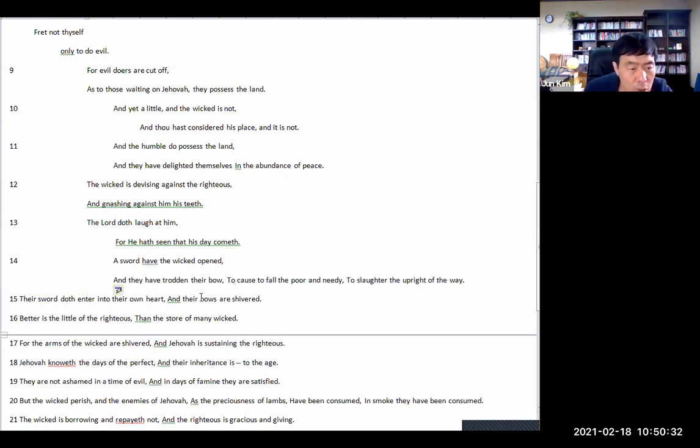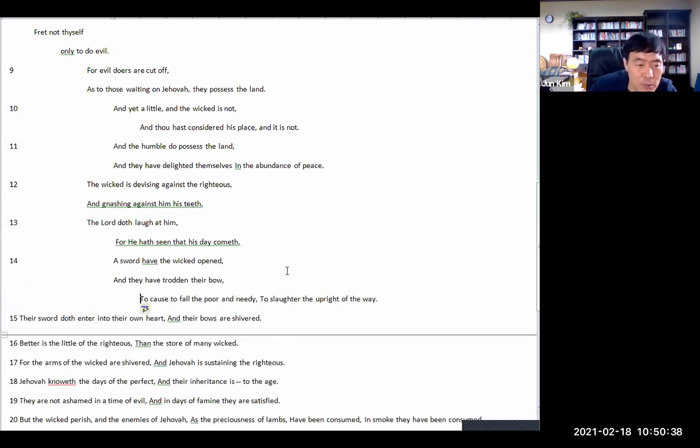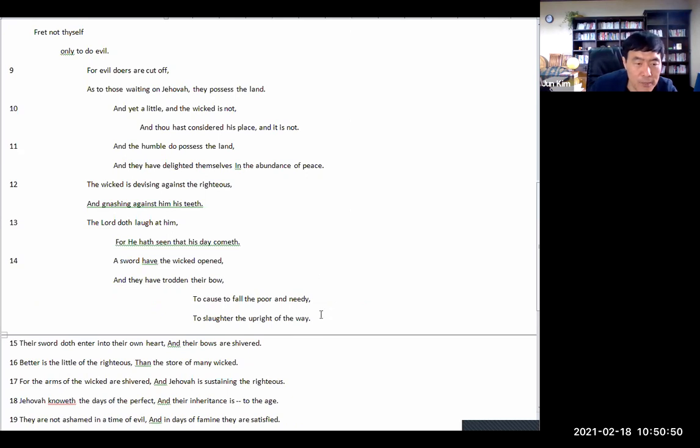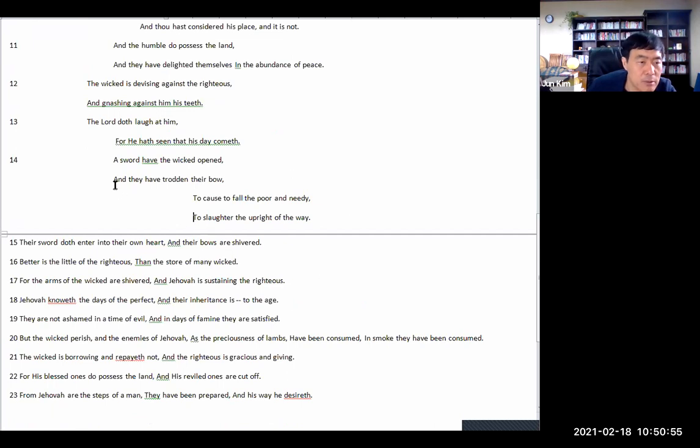And they have trodden their bow to cause to fall. So this one provides another subordinate modification. So you can see that "to cast down" and "to slay" belong to the same clause. Okay? So what about this? Their sword shall enter into their own heart. So this one, a sword have the wicked opened, but their sword shall enter into their heart. So it must be on this level. Okay?